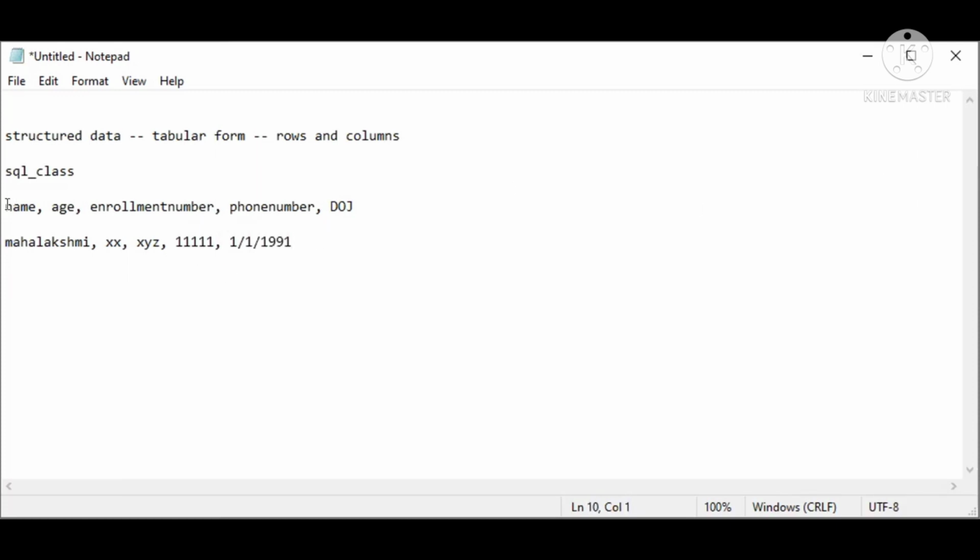So if you see, this record is very structured. If we want to select the name of all the students in this SQL class table, we can just write a query to select the names, right? We will get all the names. So this is structured data, right?